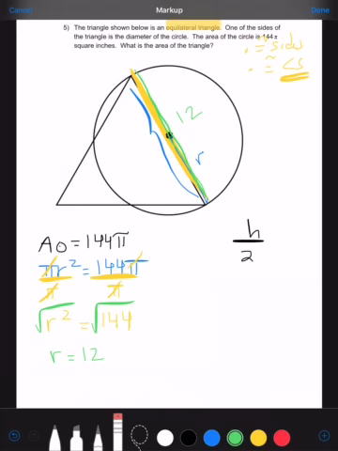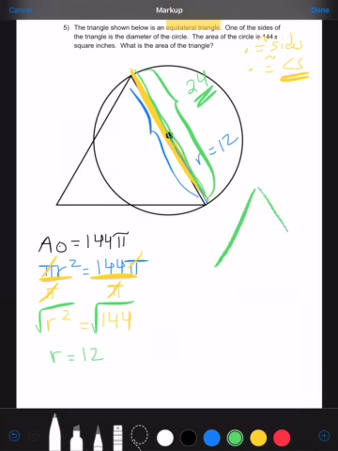Now, I'm going to erase this here because I want to draw the triangle. Oh, wait, this is not 12. The radius is 12. That was my mistake, sorry. So the radius is 12. That means that the diameter, which is the side of the triangle, is 24, okay? So I am going to draw the equilateral triangle here. So this is 24 and this is 24.